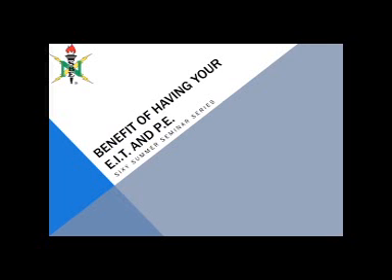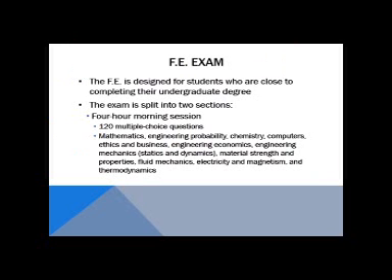In order to get your EIT or to be considered an engineer in training, you need to pass your FE exam, which is the Fundamental Engineer exam, and be at least in your third year of undergraduate studies in engineering. The FE exam is designed for students who are close to completing their undergraduate degree, and the exam is split into two sections, two 4-hour sessions.